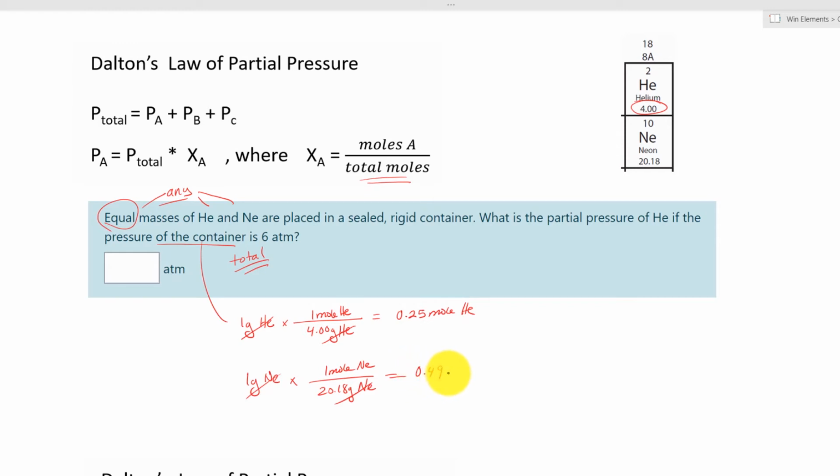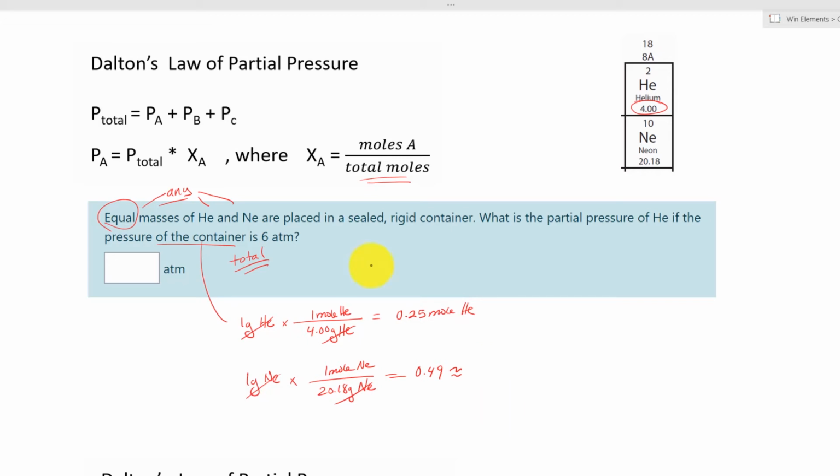0.49, okay? So again, if this is multiple choice, you can round it to 0.5 if you want to. So let's assume that this is going to be multiple choice. I'm going to round this to 0.5. How about that? To make your life a lot easier.